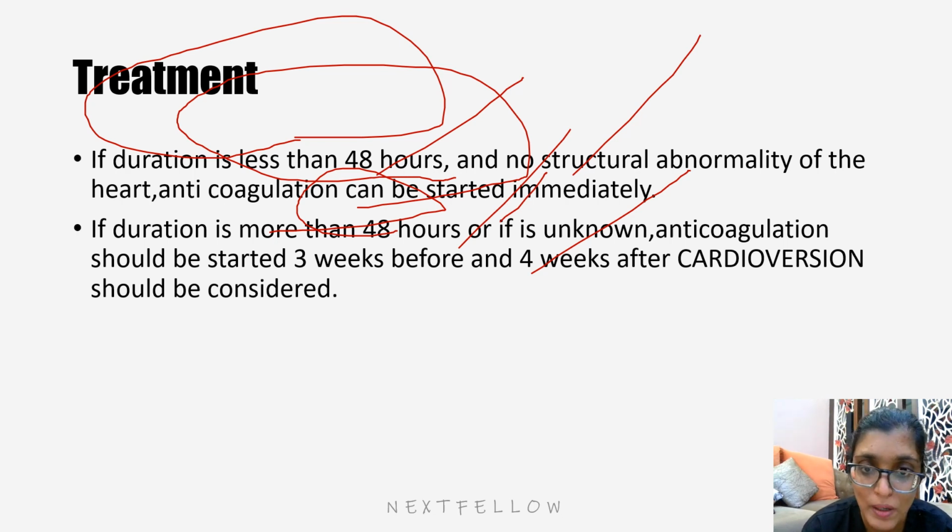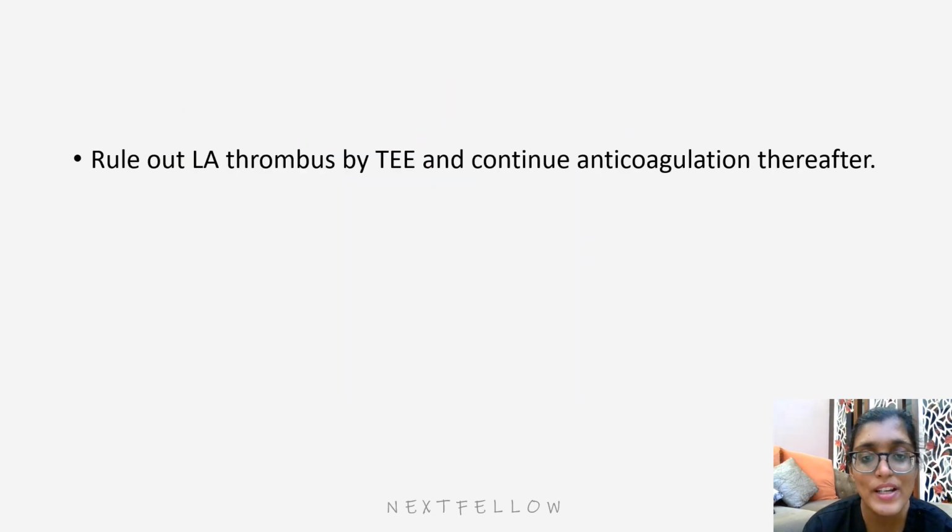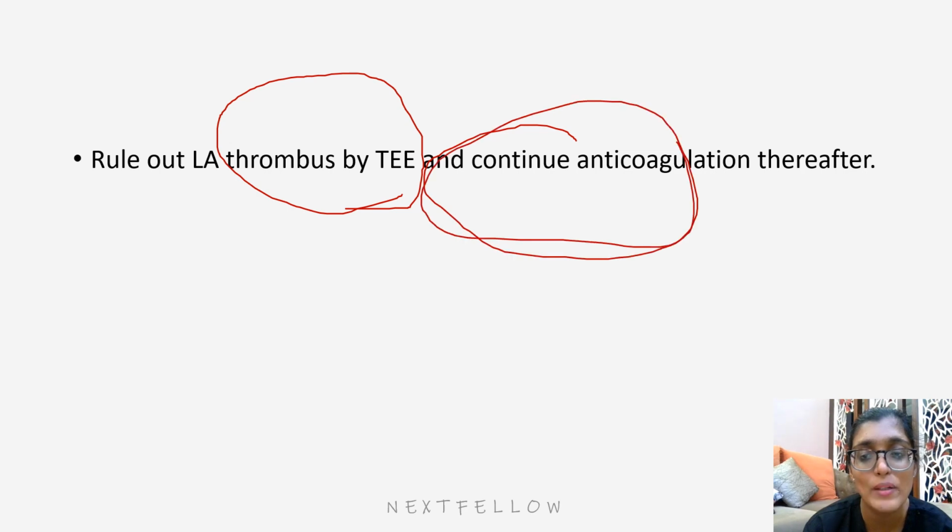Because if you cardiovert the patient and if the patient has LA thrombus, that LA thrombus will embolize during cardioversion and lead to stroke. So that's why prior anticoagulation is needed if the duration of atrial fibrillation is unknown before cardioversion. It is very important to rule out LA thrombus by TEE and continue anticoagulation thereafter.